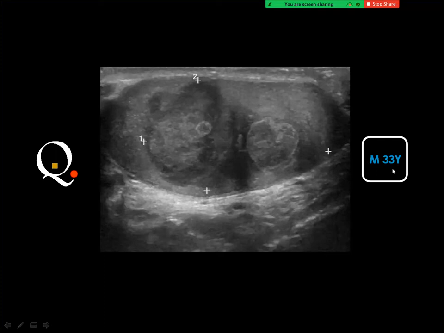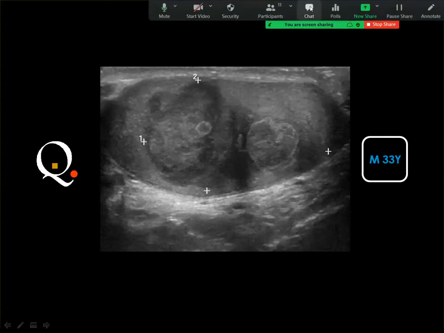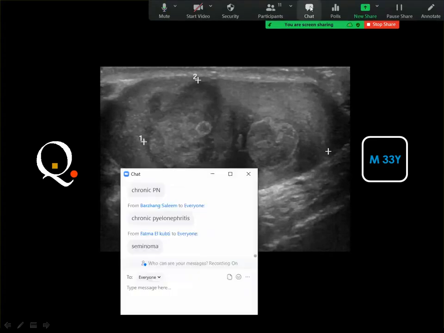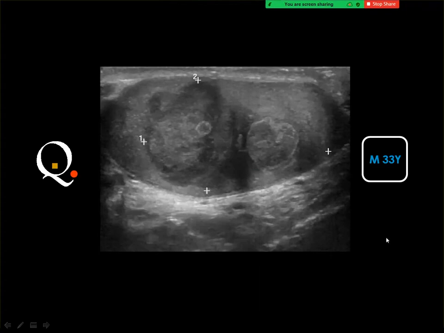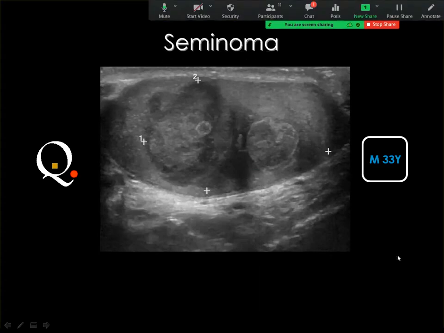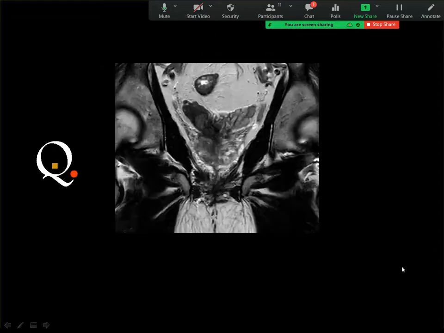This is a male patient, 33 years old, and this is an ultrasound of his testis. Yes, the answer is right, and this is seminoma because the age is optimal for this tumor, and you got solid lesions within the testis. This is a coronal T2 weighted image of the pelvis.